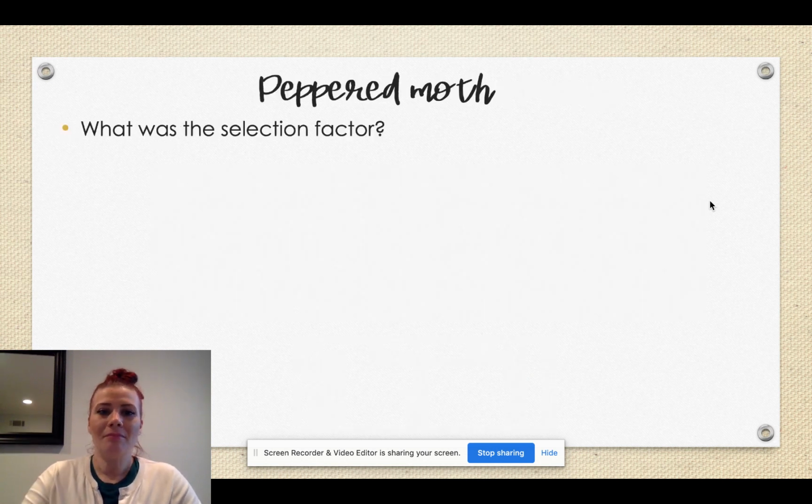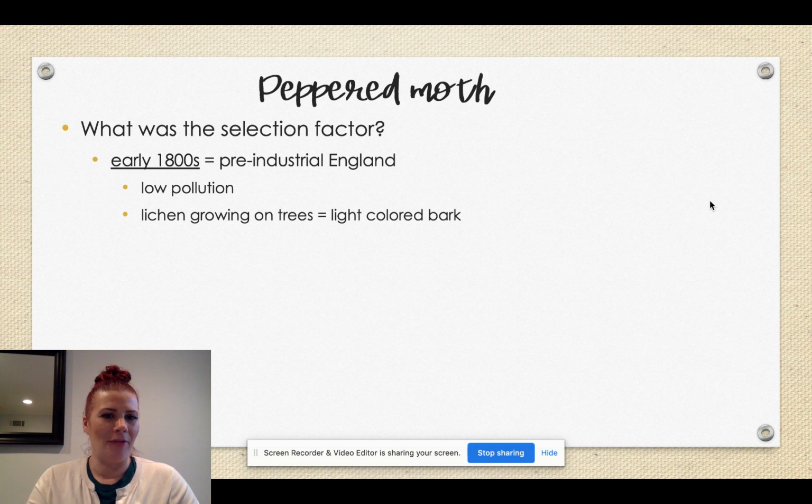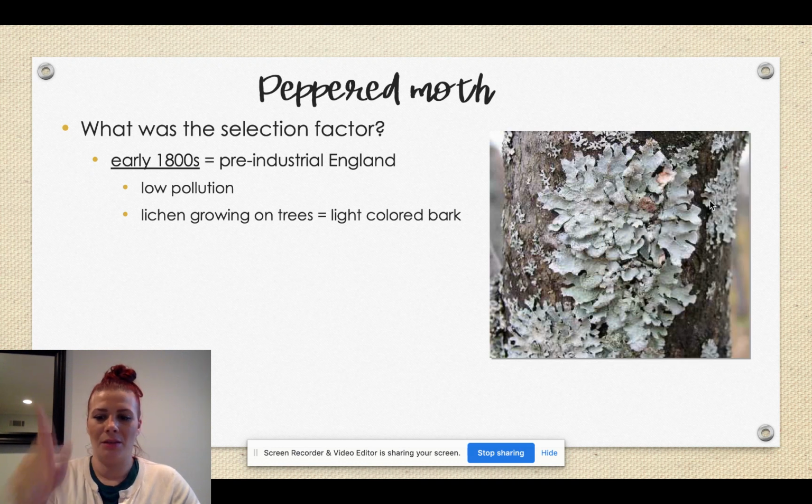All right, so just to recap real fast, what was the selection factor? Early 1800s, this is before the Industrial Revolution. Again, we were looking at England, doesn't matter. Low pollution, we had lichen, which is light, almost similar to a moss, but it's a food source, growing on trees, light colored bark. That's what it looked like.